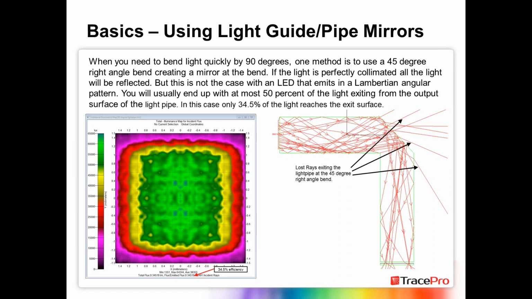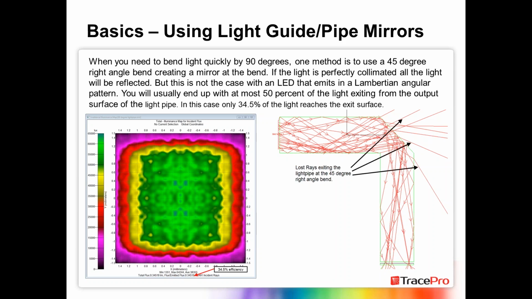One method is to use a 45-degree right angle bend, creating a mirror at that bend, because when we go from plastic to air, light can be TIR'd if we keep below a certain angle to that surface. Usually that's around 42 degrees in the visible.